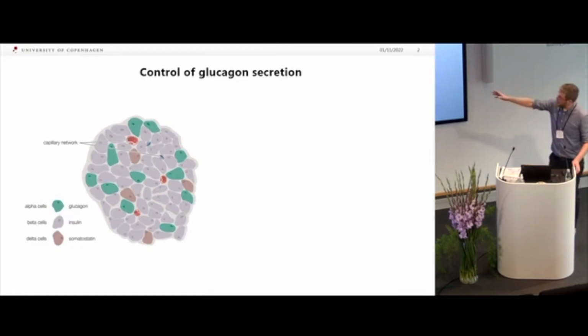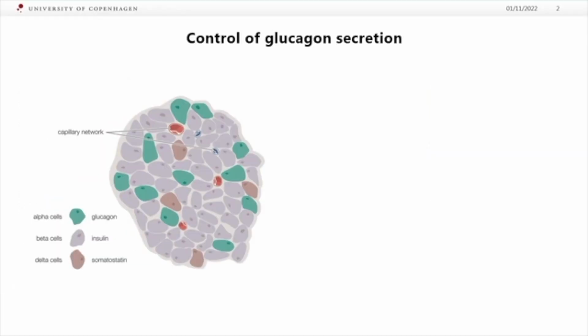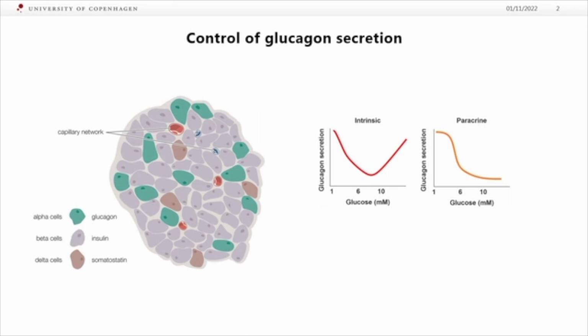We know that the alpha cell sits in these microorgans in the pancreas called islets of Langerhans, and they are highly heterogeneous in their cellular composition. We have beta cells that produce insulin, we have delta cells that produce somatostatin, and we have alpha cells that produce glucagon. And we think that alpha cells depend very much, of course, on glucose, but also on the cells in the surrounding environment. We therefore, in the field, currently think that glucagon secretion is regulated in a multimodal fashion.